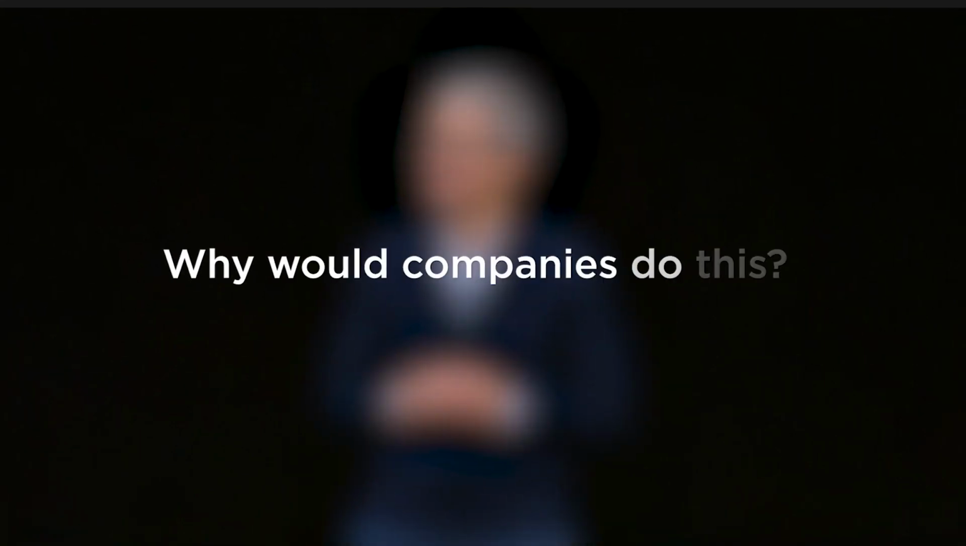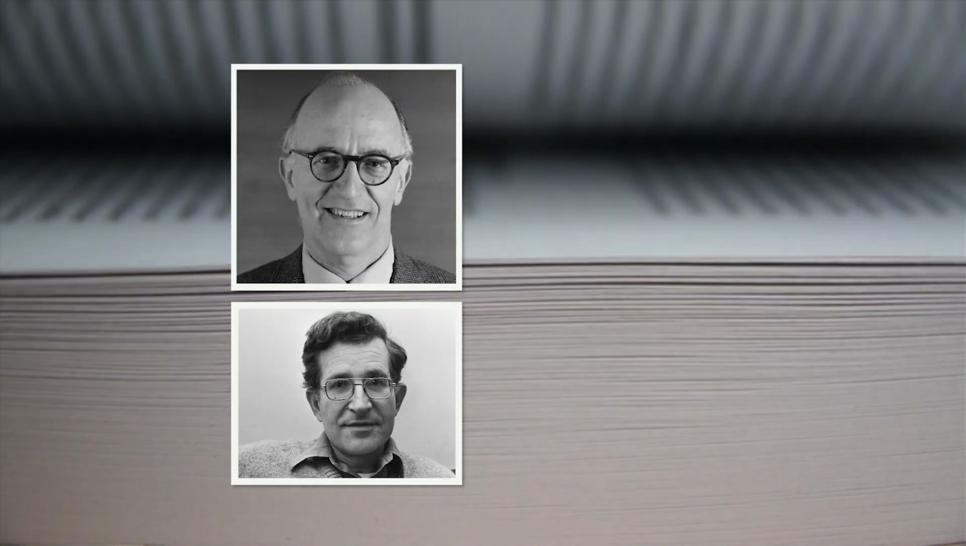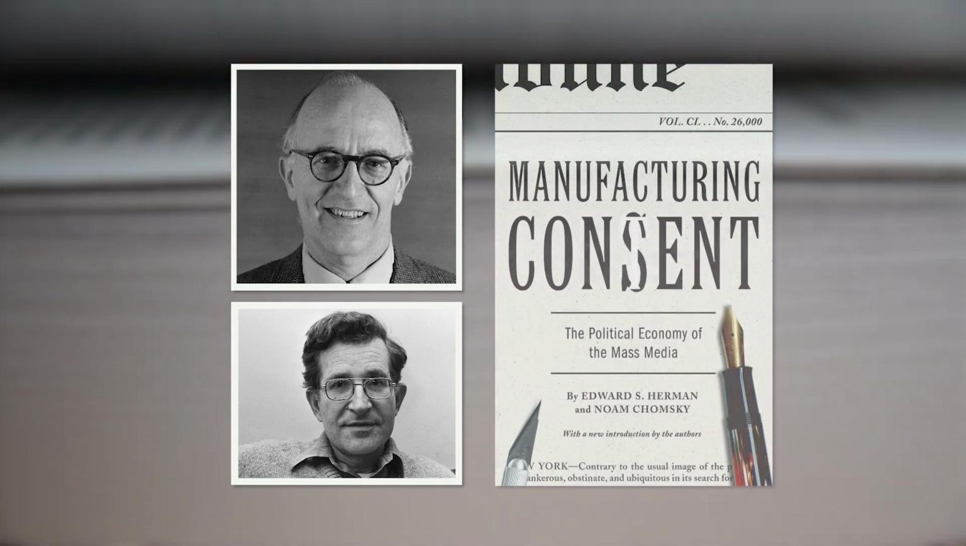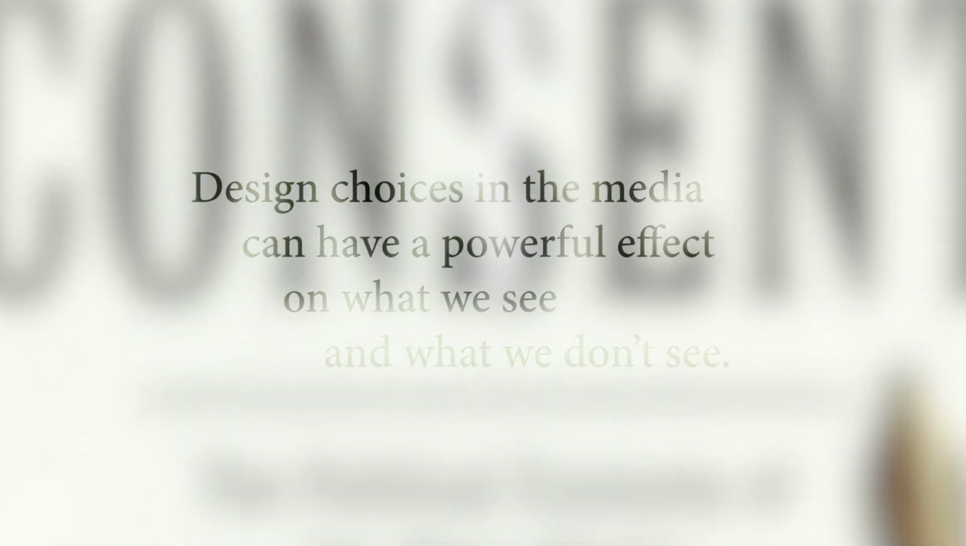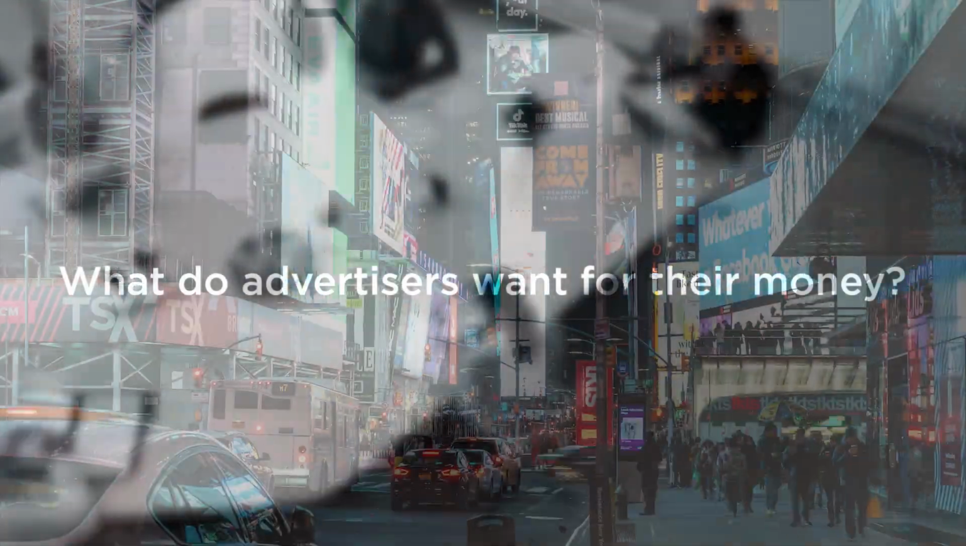So why would companies do this? In 1988, Edward Herman and Noam Chomsky wrote a book called Manufacturing Consent. In it, they argued that design choices in the media can have a powerful effect on what we see and what we don't see. They argued that agendas can be set by powerful advertisers who pay a lot of money to media companies. What do advertisers want for their money?